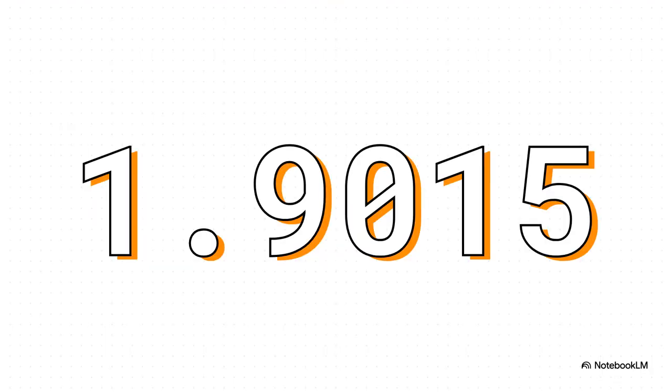I want you to think about this number, 1.9015. That is the relative weight of MS-DRG 871, which is septicemia or severe sepsis with a major complication or comorbidity. The massive takeaway here is that capturing the specificity of an MCC, like septic shock, acute tubular necrosis, or diabetic ketoacidosis, can more than double the relative weight and reimbursement of the claim compared to a lower-tier DRG.